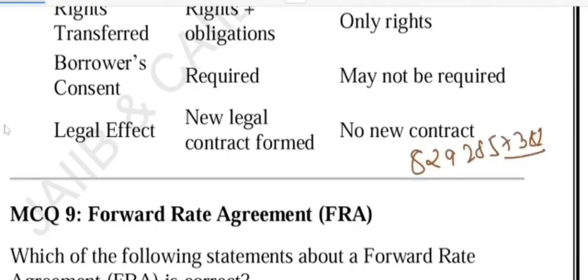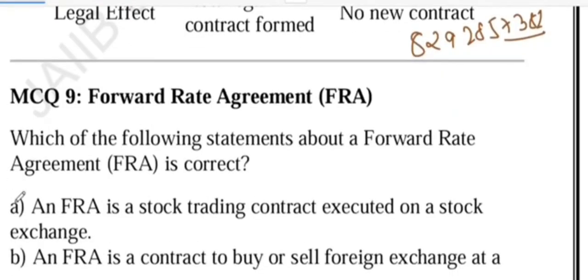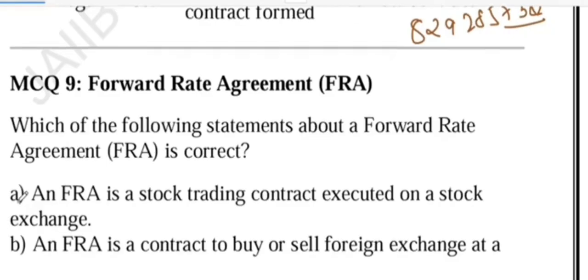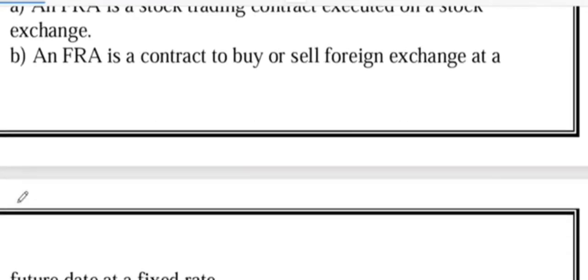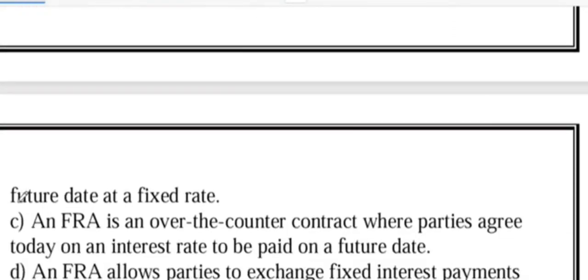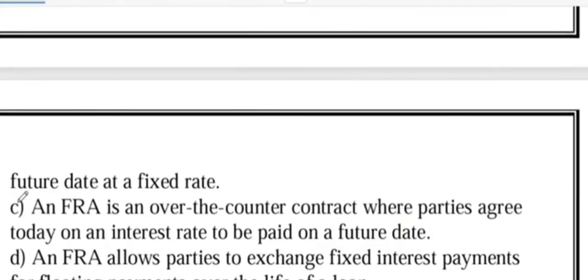Now friends, look at the last question of today's session. Which of the following statements about forward rate agreement is correct? Option A. An FRA is a stock trading contract executed on a stock exchange. Option B. An FRA is a contract to buy or sell foreign exchange at a future date at a fixed rate. Option C. An FRA is an over-the-counter contract where parties agree today on an interest rate to be paid in the future. Option D. An FRA allows parties to exchange fixed interest payments for floating payments over the life of the loan. So these are the four options.